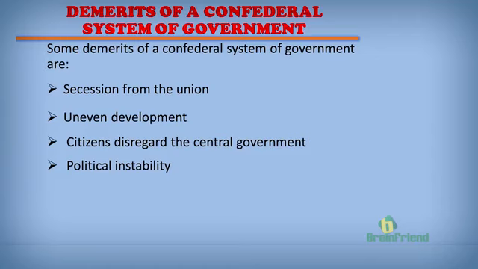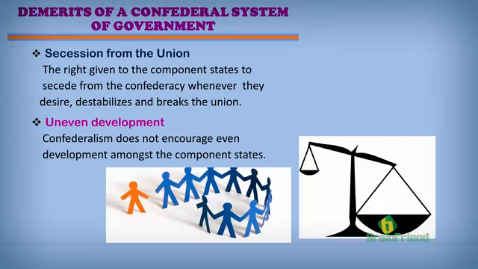Having looked at the merits, the beautiful things that accrue to a confederal system of government, there are still lapses, there are still shortcomings seen in the confederal system of government, and that's what we're about to look at: the demerits or disadvantages of the confederal system of government. One is secession from the union, then uneven development, citizens' disregard of the central government, and then political instability. Let's take a look at them one after the other.